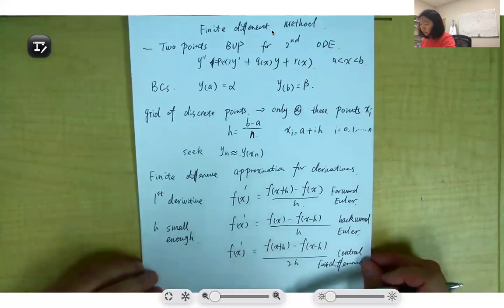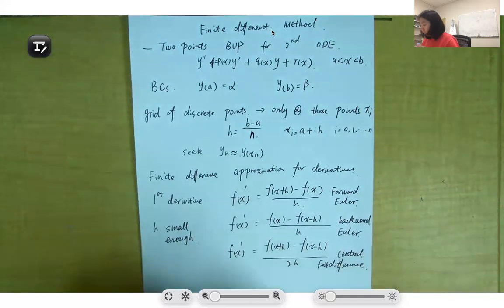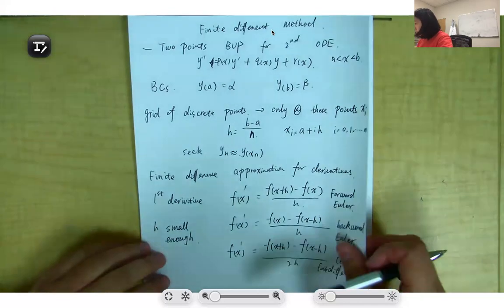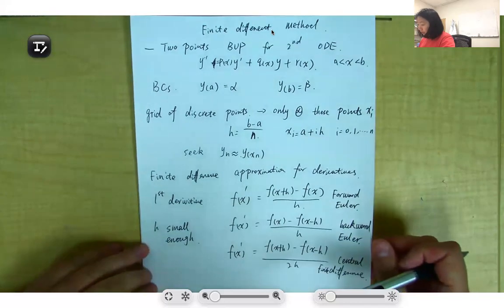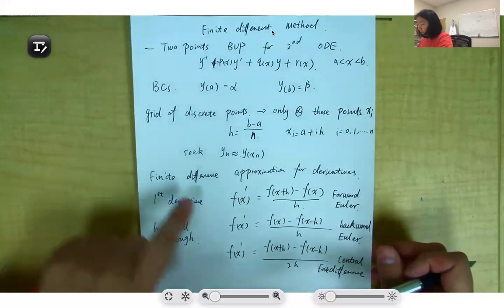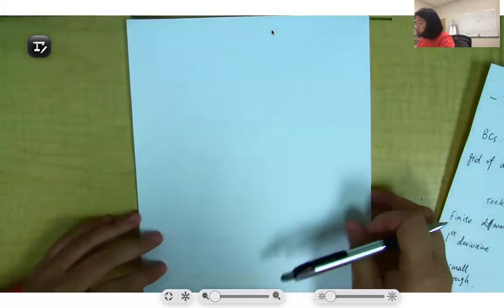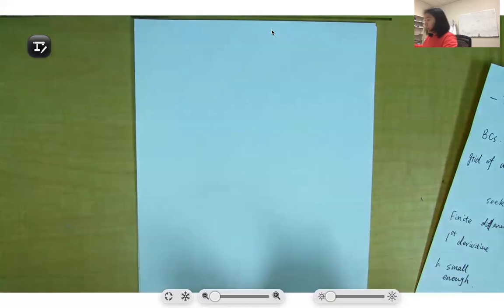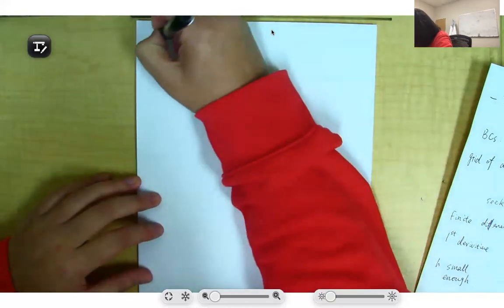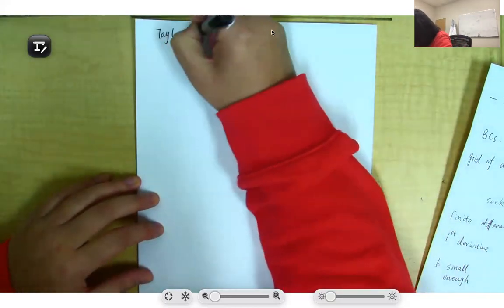Well, for the first derivative, what is the error associated with the first derivative? That is related to the finite difference approximation. Okay, so the finite difference approximation is based on the Taylor expansion.